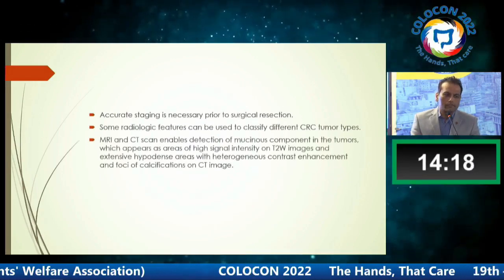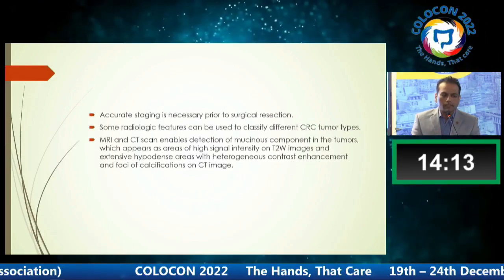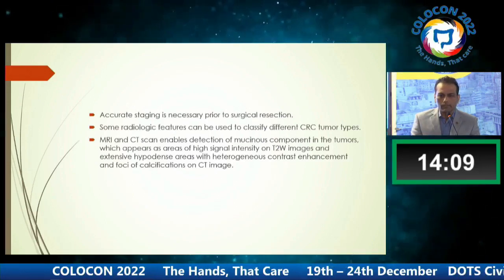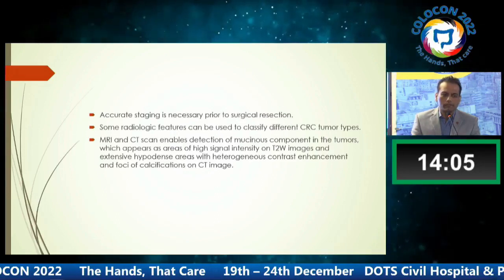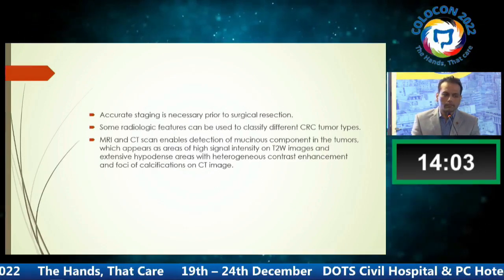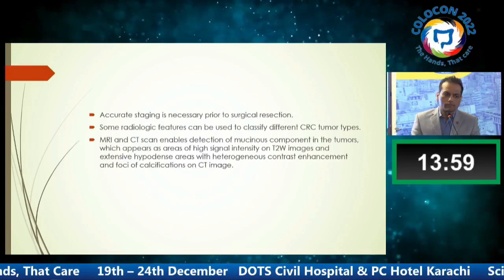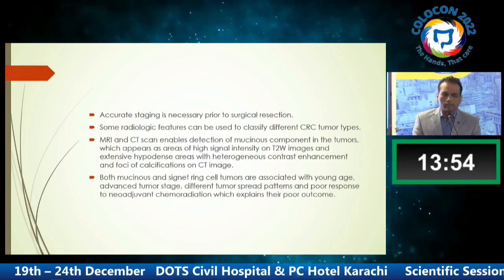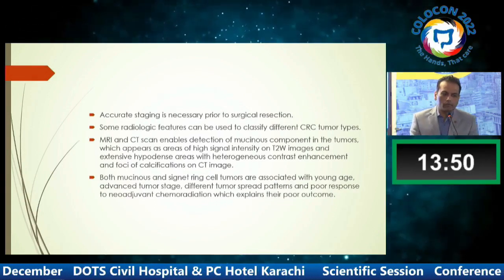Some radiological features are used to classify different colorectal cancer tumor types, such as MRI and CT scan sometimes help to differentiate between non-mucinous and mucinous tumors. On MRI, mucinous tumors show very bright signals on T2W images, and on CT scan, mucinous tumors show central calcifications. So distinguishing that is helpful, as mucinous tumors have very poor prognosis.